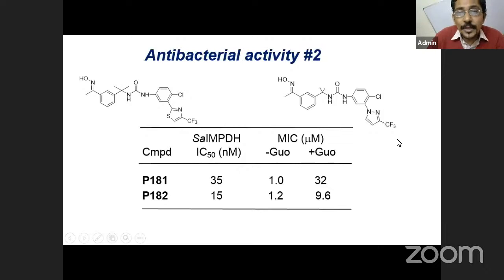As soon as you put a bigger group, you can see the MIC values of these compounds drastically go down. So these are very active against the pathogen. IC50 values are also decent, not very bad, around 35 and 15 nanomolar. And MIC means they are able to kill the pathogen also. The MICs are around 1 micromolar, which is really very low. Earlier we had MICs of more than 50. So it means that these modifications are working.